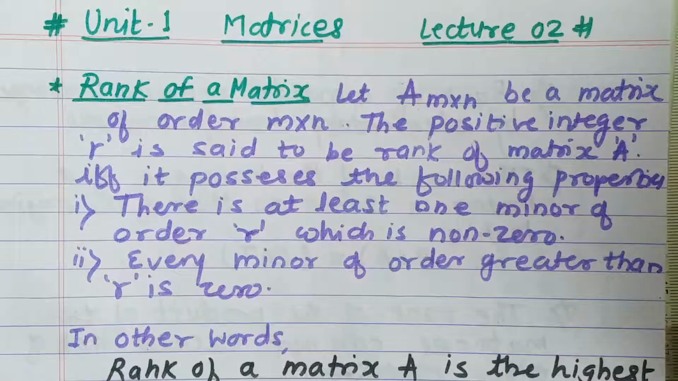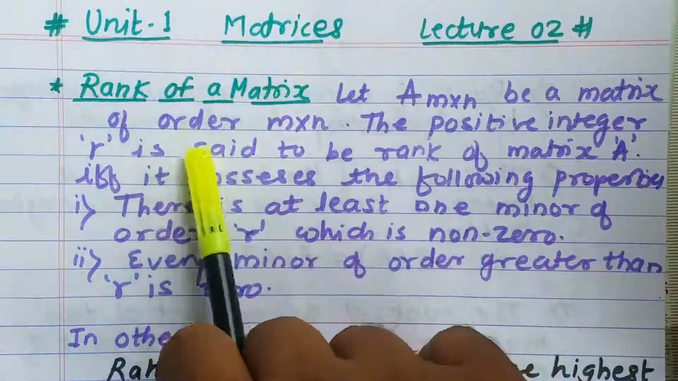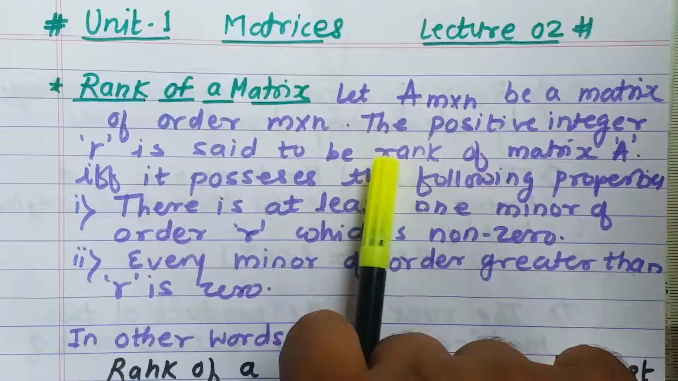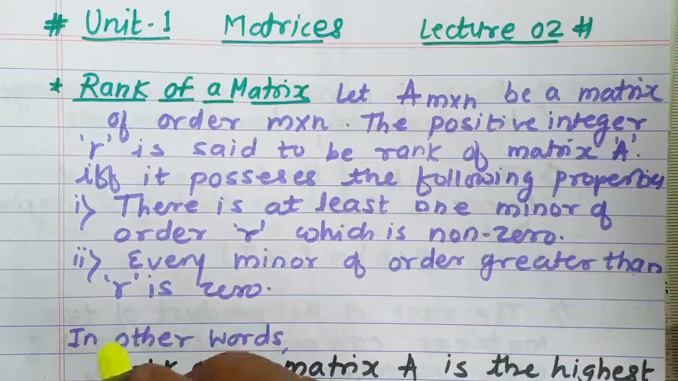Hi everyone, welcome to unit number 1 of linear algebra and stochastic processes. Unit number 1 is matrices. The first content of this unit is the rank of a matrix. Very first, we'll discuss the definition of the rank of a matrix.